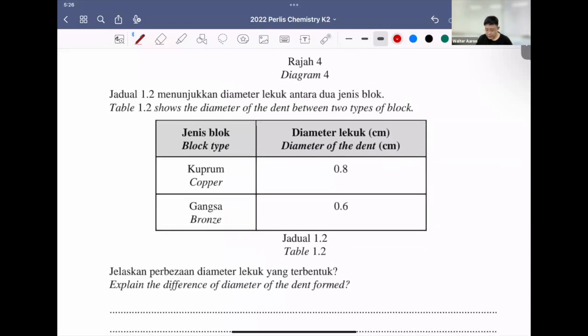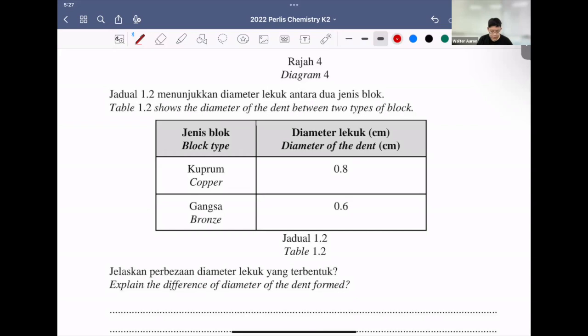So you have two different types over here, copper and bronze, which produce a dent diameter of 0.8 and 0.6. The higher the diameter of the dent, that means the metal is weak, right? Or it's more malleable or more soft compared to the bronze or to any alloys. They're technically harder, so they should have a smaller dent being formed. Okay, so explain the difference in diameter of the dent formed.